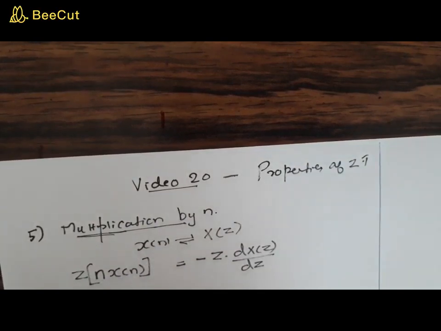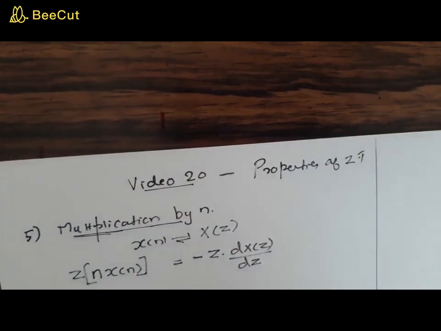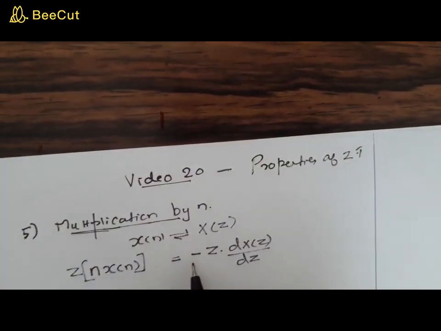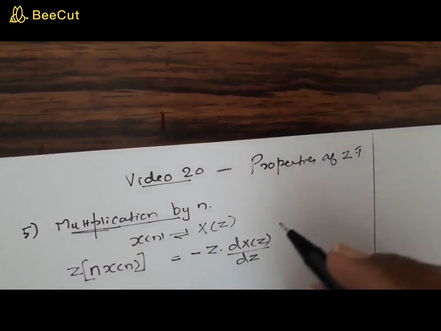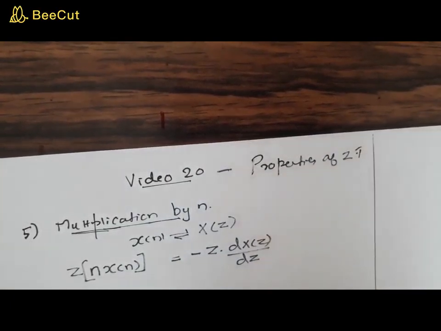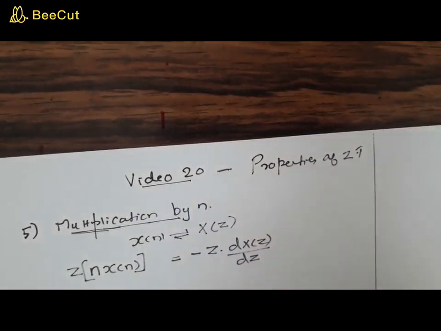It is similar to the property we studied in the Laplace transform, of the form t into x of t, where we found that in the frequency domain it becomes differentiation. Similarly, the z transform of this is minus z into dX of z by dz, which also shows that, as I mentioned earlier in this class, X of z is a continuous function.